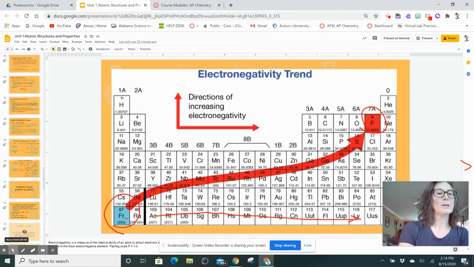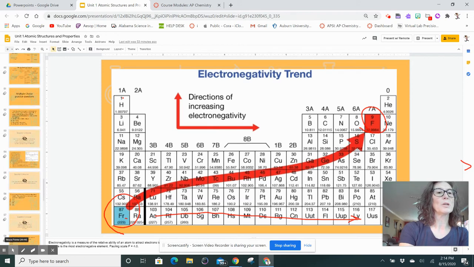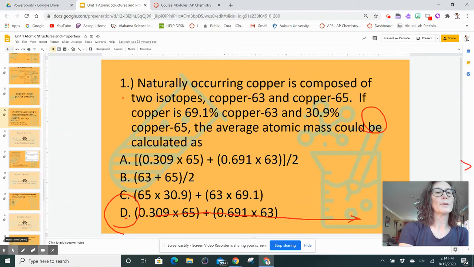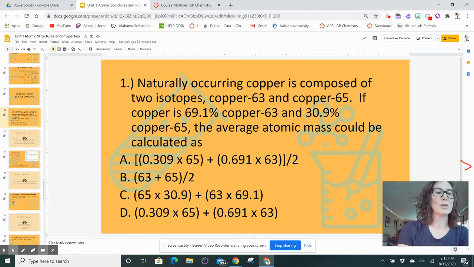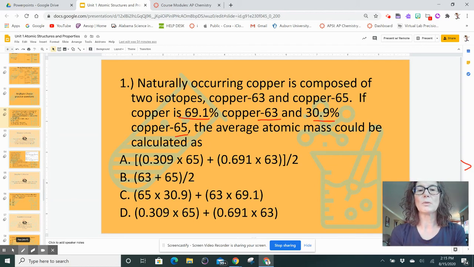Let's look at a couple of practice questions here. Naturally occurring copper is composed of 2 isotopes. If copper is 69% copper-63 and 30% copper-65, the average atomic mass would be what? So again, you are going to take your percentage and your mass, multiply those two things together for each isotope, and then add the two numbers together.